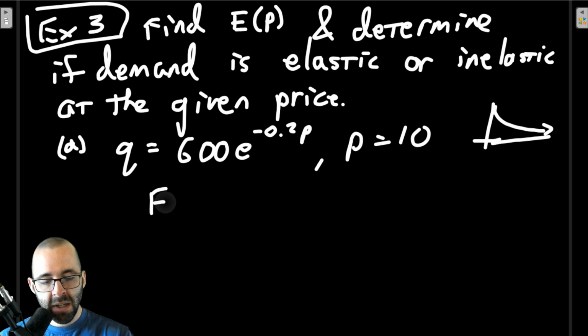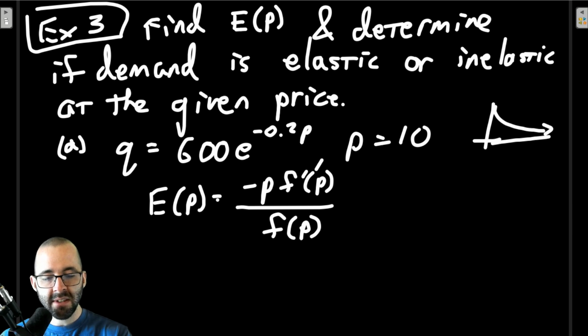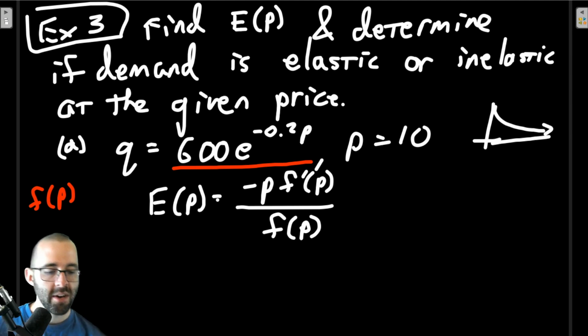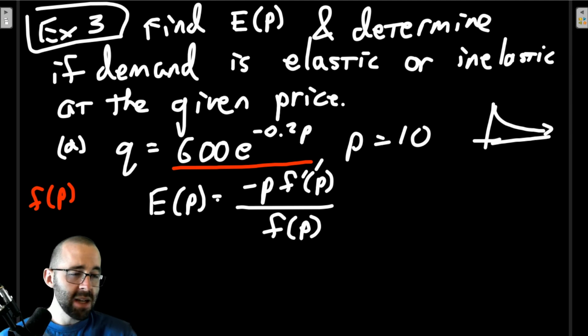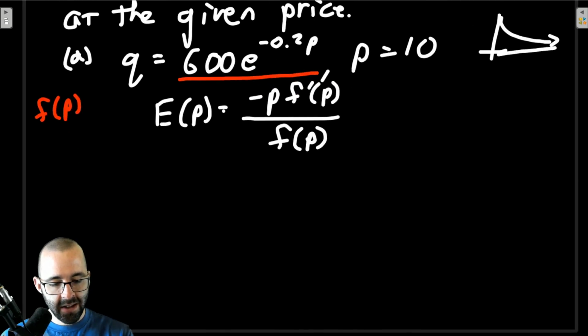Remember, E of P is equal to negative P times F prime of P over F of P. I don't think I explicitly said it, but this is our function of P. That is F of P right there. It's the demand solved for Q, solved for our quantity. Sometimes these can get a little messy. So good luck. Be careful. Do your steps right.